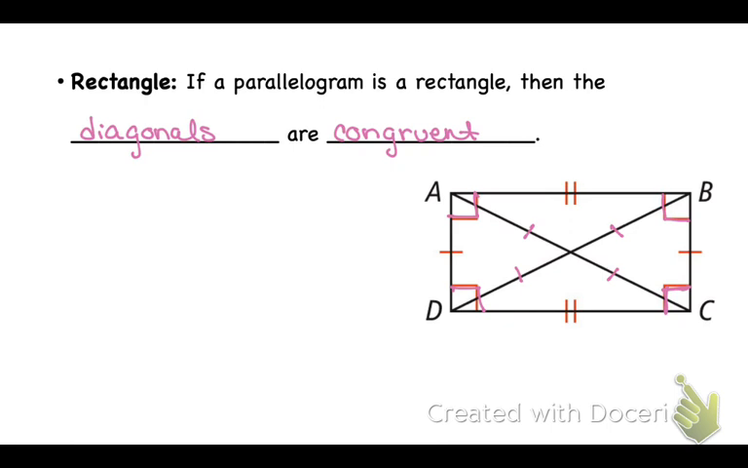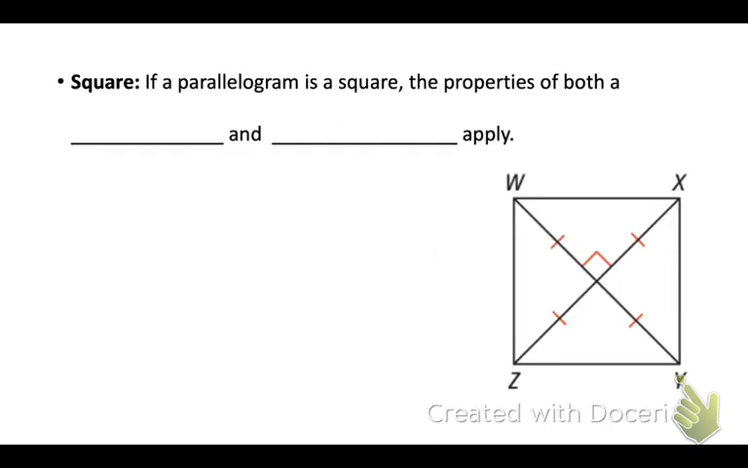Okay, the last one is a square. If a parallelogram is a square, the properties of both a rhombus and a rectangle apply. So all the sides are congruent. The diagonals bisect each other. They meet at a 90-degree angle. All corners are what? 90 degrees.